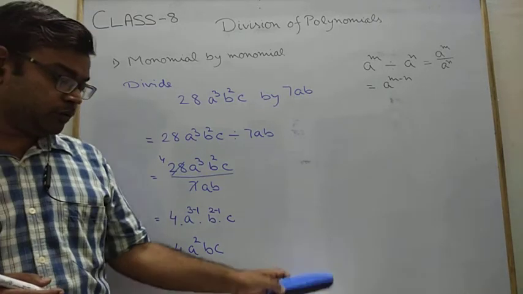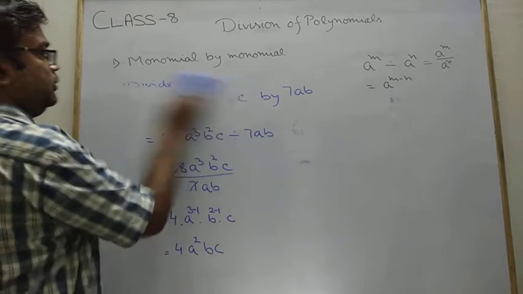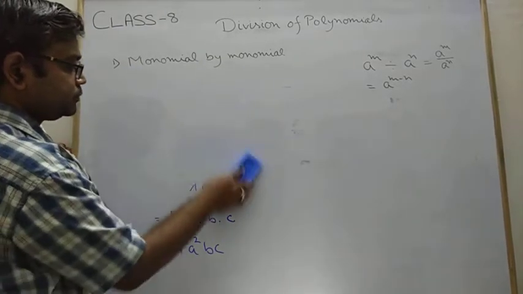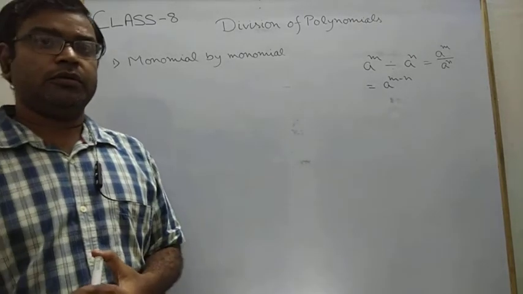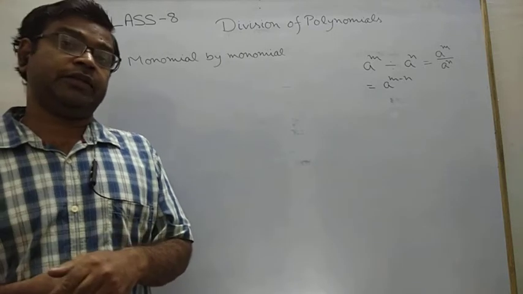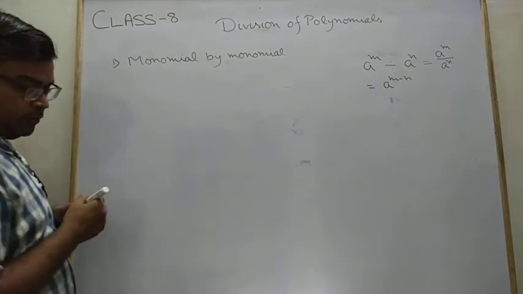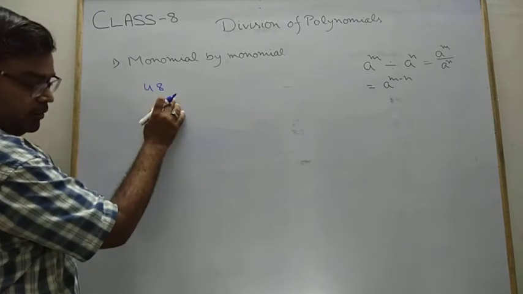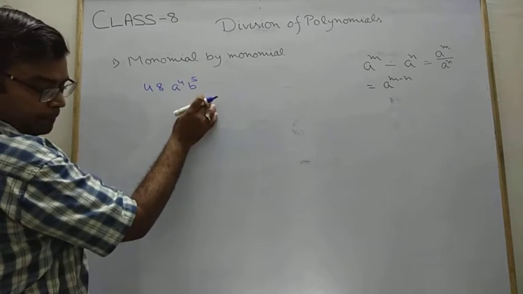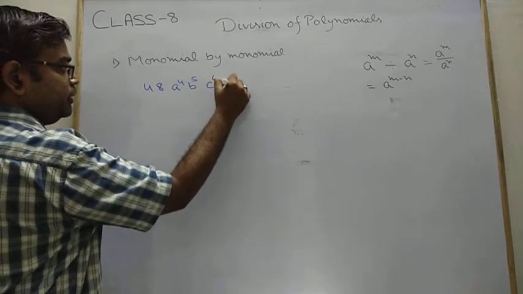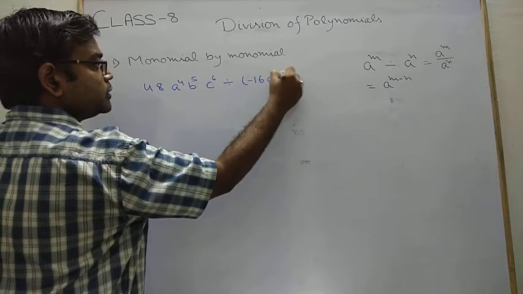I will discuss one more question of monomial by monomial, then I will discuss the next new part. In this case, I am using two monomials with different signs. As we know, when same signs are given, the signs easily cancel each other. But in this case, one more question is given: 48 a to the power 4 b to the power 5 c to the power 6 divided by, in bracket, minus 16 a square c square.